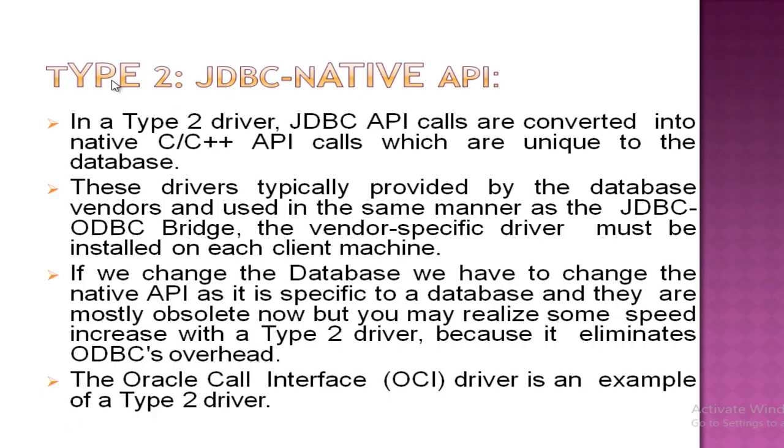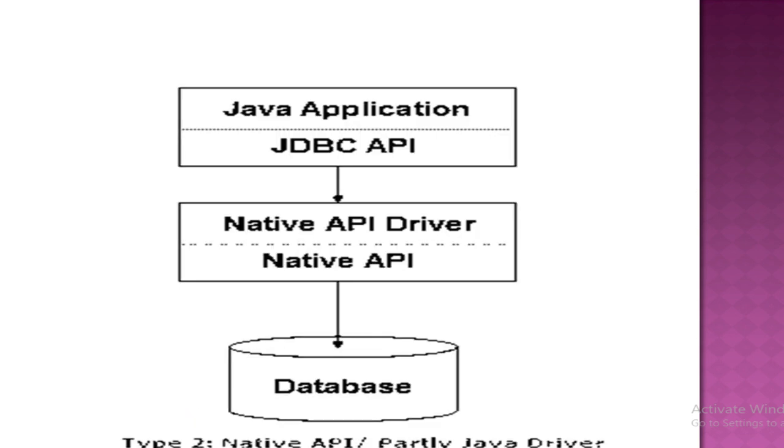Now the type 2 JDBC native API. In the JDBC native API, the advantages and disadvantages are as follows. The first advantage is that it is faster than the first type, and second, it contains additional features. The disadvantage is that it requires the native library, right, and increases the cost of the application. So this is type 2.